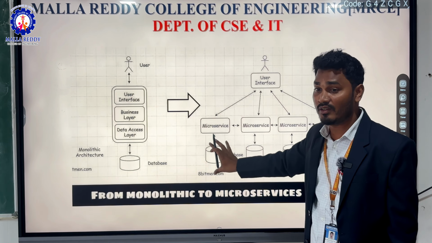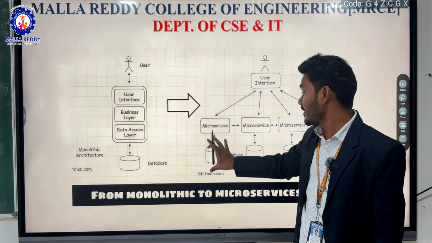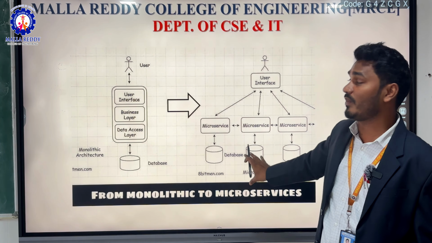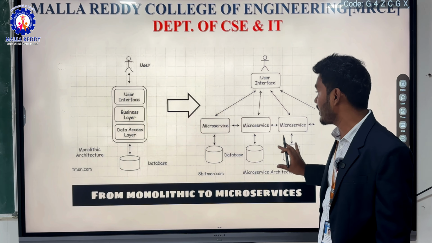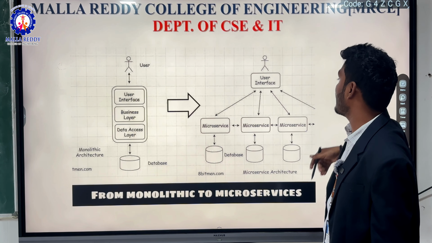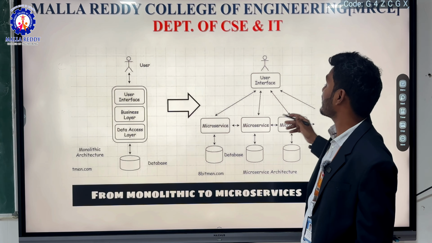Microservice 1 is stored in its own individual database. Microservice 2 is stored in its own individual database. Microservice 3 is stored in its own individual database. Each folder stores its own data, which is known as microservice architecture.